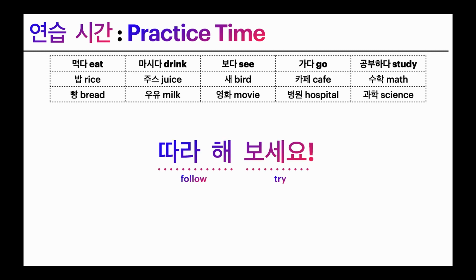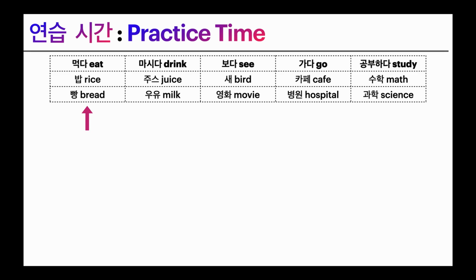Alright, 5 new nouns. 따라해보세요. 빵, bread, 빵. 우유, milk, 우유. 영화, movie, 영화. 병원, hospital, 병원. 과학, science, 과학. And this 학 that's in both math and science is the same 학 that's in 학교, school.